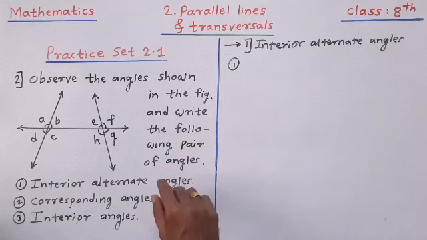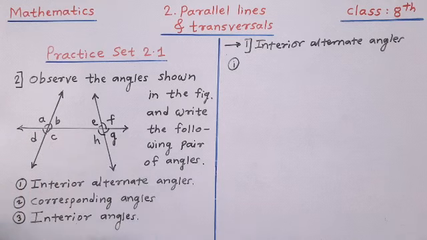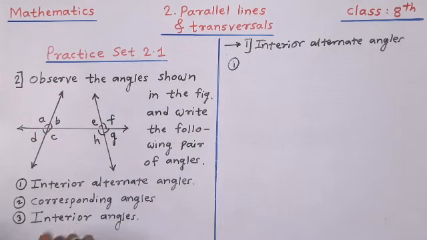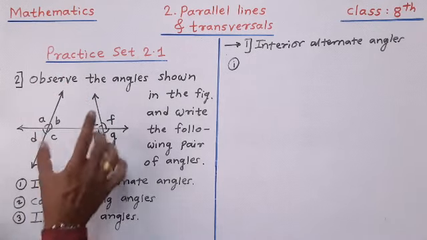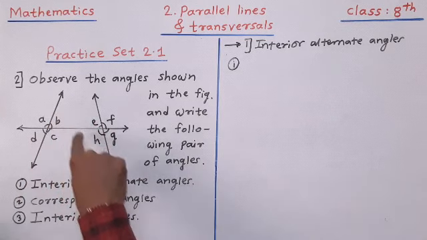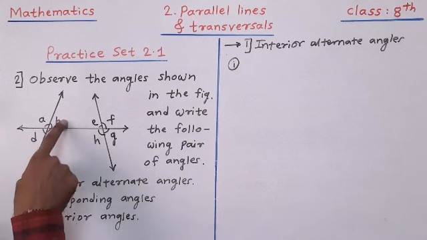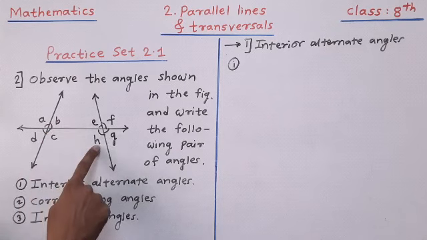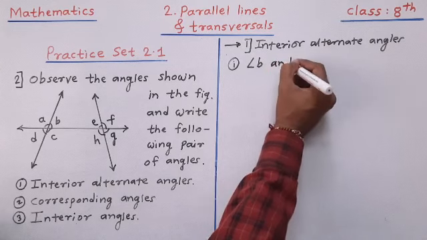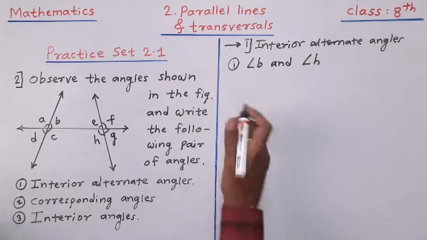How to identify them? See these 2 lines and this is the transversal of these 2 lines. So interior means within the 2 lines. Here you have to see here interior, and alternate means on the other side, opposite sides of transversal. Means first pair, if we take B angle, its interior alternate angle is angle H. Angle B and angle H. This is the first pair of interior alternate angles.